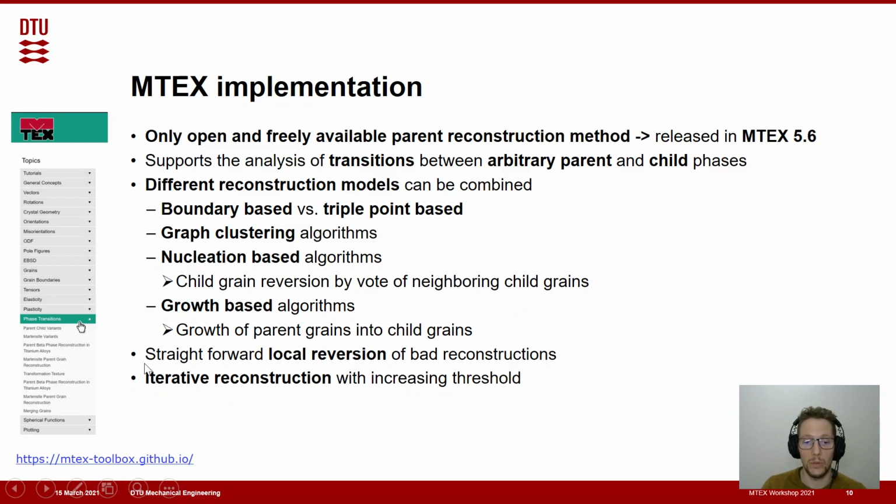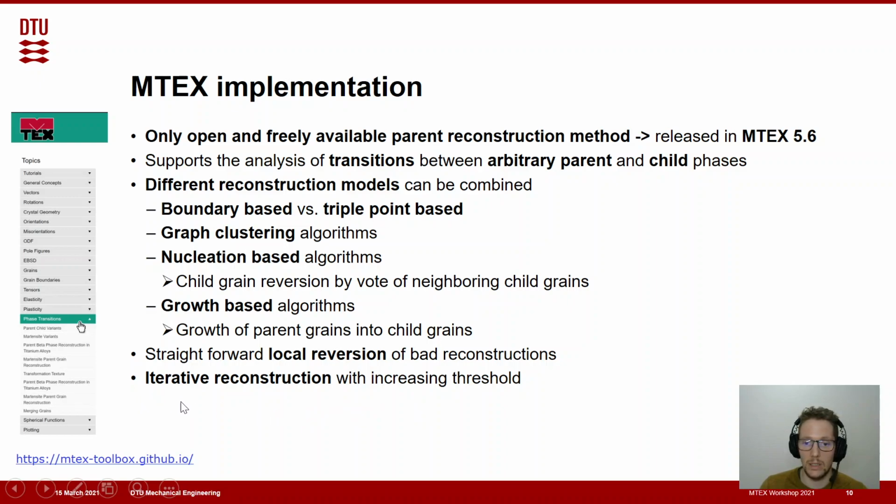I think a very powerful tool is the straightforward local reversion of bad reconstructions. So by setting some criteria, you can revert the reconstruction of microstructures locally where it was not so good, and then you can maybe take a different approach to finish the reconstruction. And this we're also going to see in action later on.